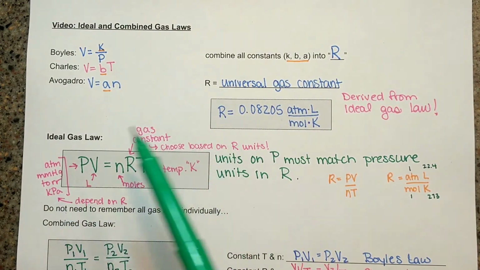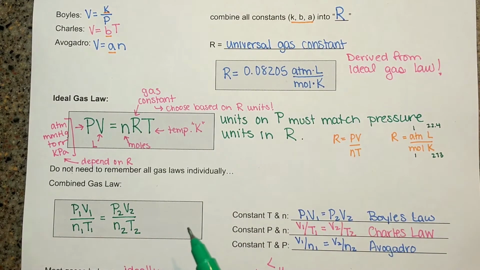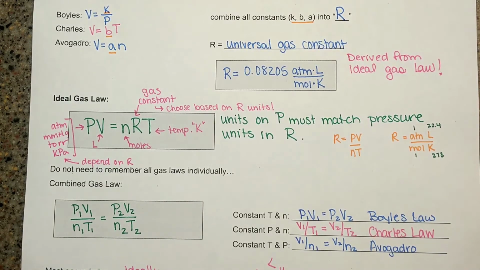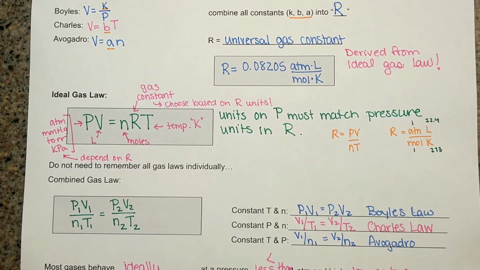So we really just need to know the ideal gas law and then the combined gas law. We don't have to remember all those little gas laws, Boyle's, Charles', Gay-Lussac's, and Avogadro's, because they all come from the combined gas law. So depending upon which variables are constant, we can derive each one of our laws from that.